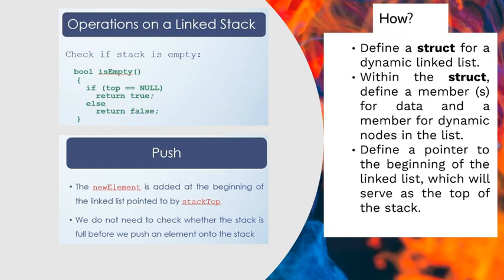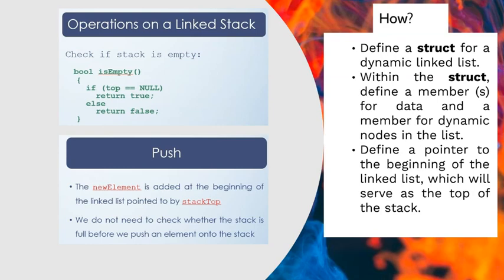And then how do we implement the linked list? We define a struct for a dynamic linked list. Within the struct, we define a member for data and a member for the dynamic nodes in the list. Then we define a pointer to the beginning of the linked list, which will serve as the top of the stack. We can have the push operation.